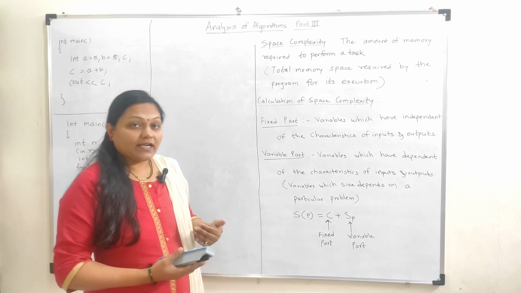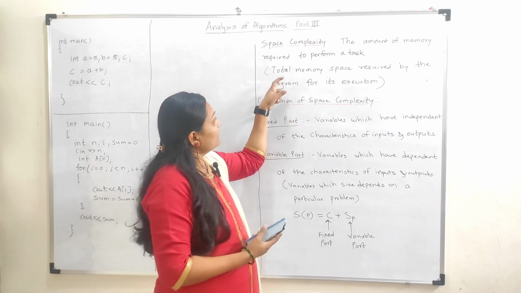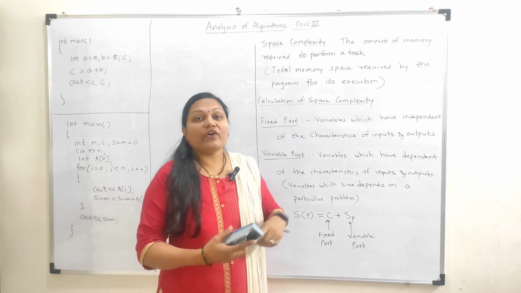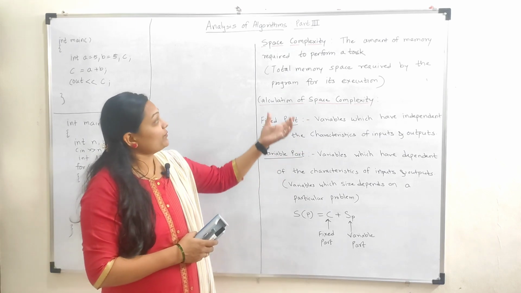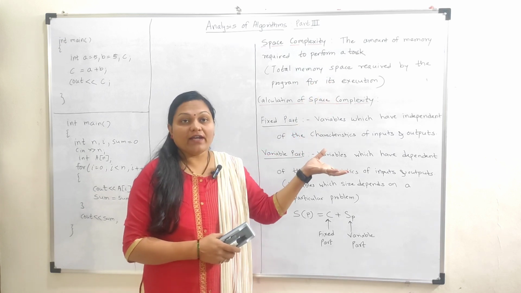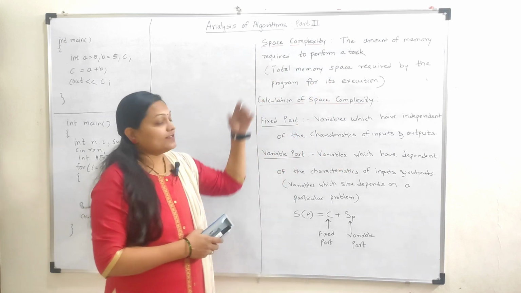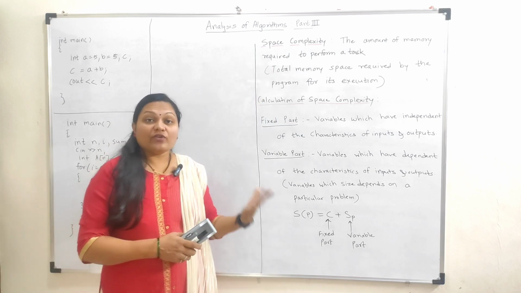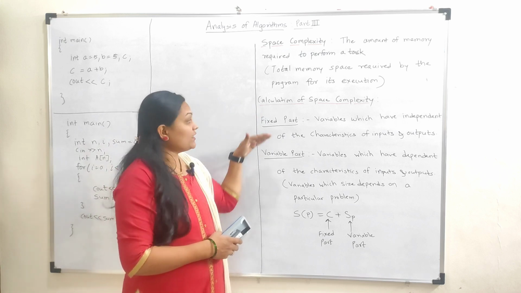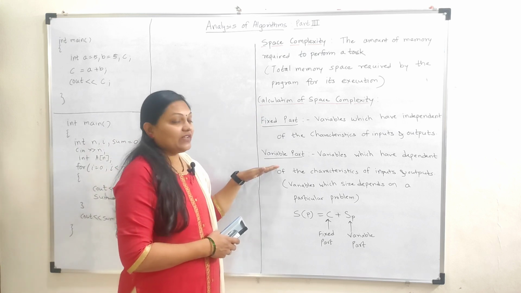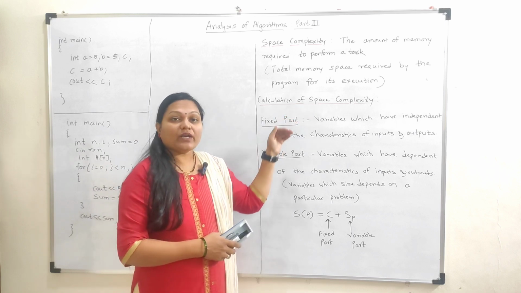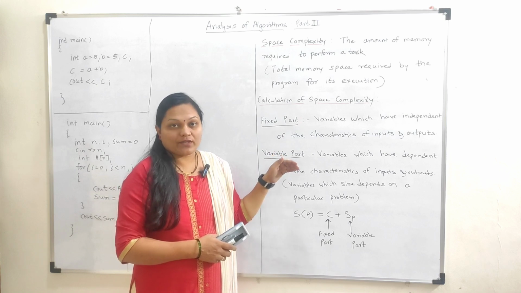Or in another way, we can define space complexity like this: the total memory space required by the program for its execution. For execution of a program, the total amount of memory that is required, we can consider as space complexity. So for calculation of space complexity, we need to consider two things. The first one is the fixed part and the second one is the variable part. By considering these two things, we can easily calculate the space complexity of a specific code.